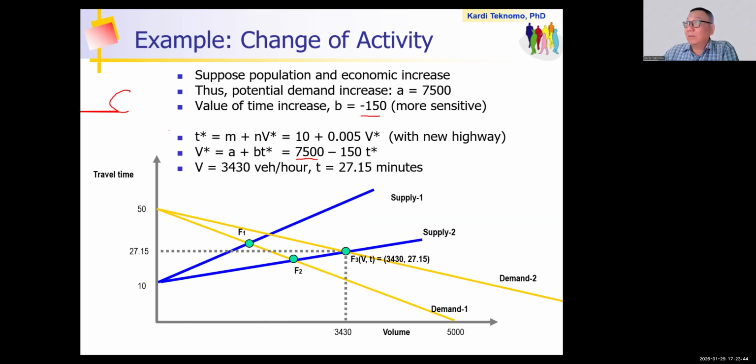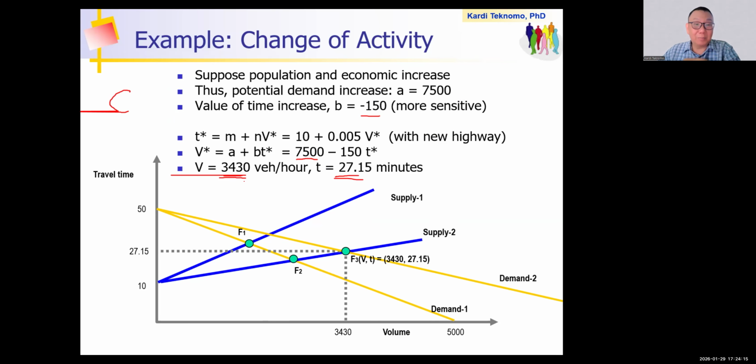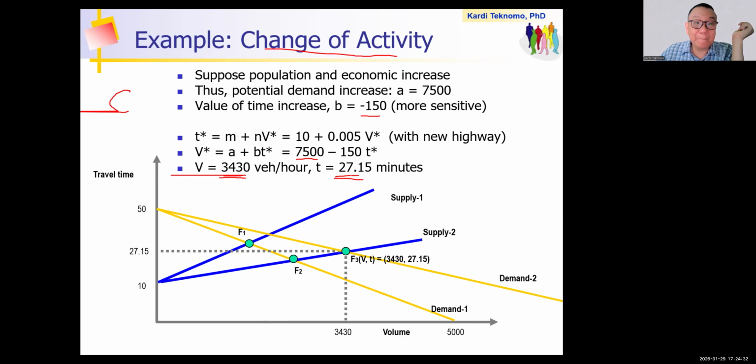So what happened? The volume increased to 3,430, and the congestion also increased, from 23 to 27 minutes. The volume went from 2,600 to 3,400. What does it mean? The volume increased, which means the activities indeed improved. But congestion also increased, a lot, from 23 to 27. Is that okay?